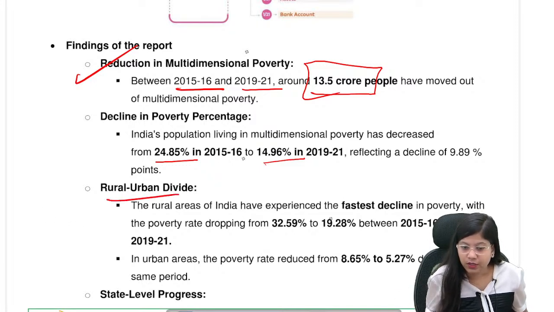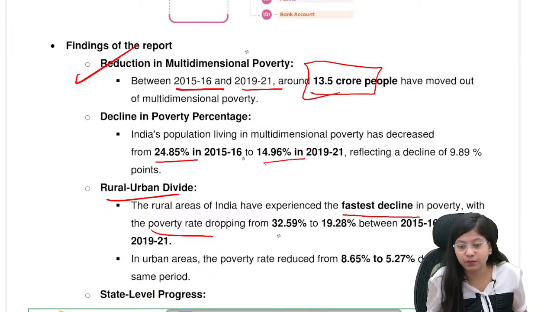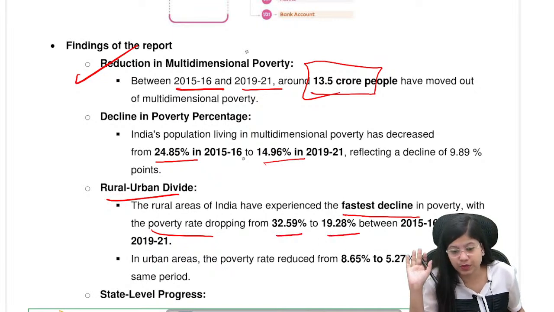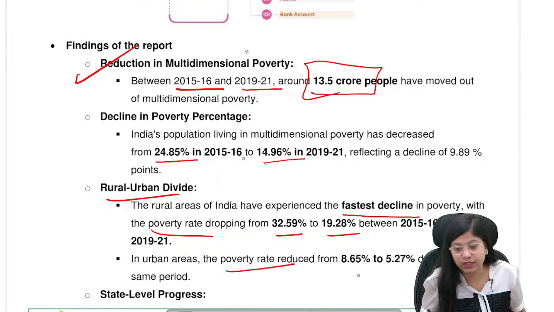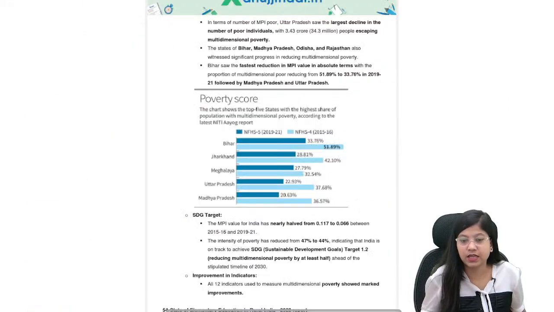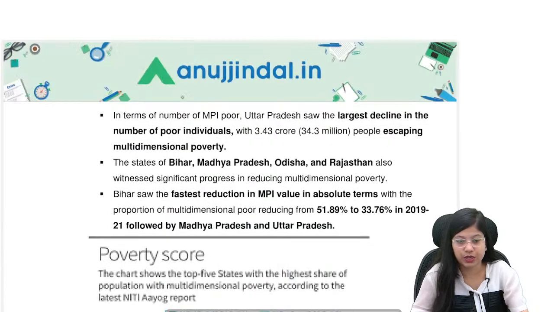Rural-urban divide. Rural India has experienced the fastest decline in poverty, with the poverty rate dropping from 32.59% to 19.28%. In urban areas, the poverty rate reduced from 8 to 5% approximately. So in rural areas, the progress is really appreciable.